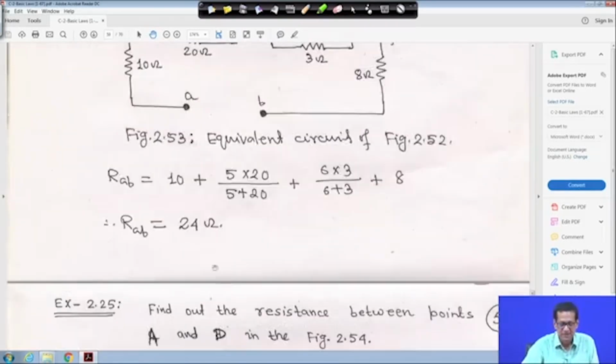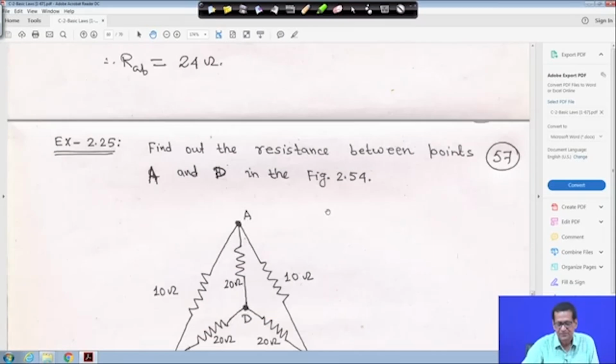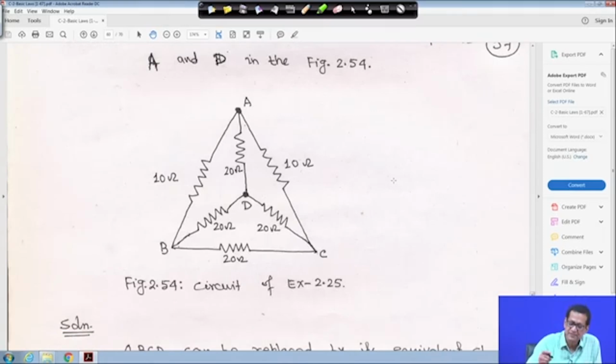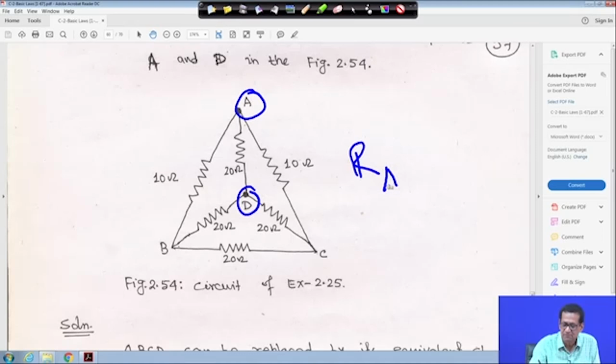So, that is why the answer is 24 ohm. Now, next problem. Here you have to find out the resistance between points A and D in this figure. This is your point A and this is your point D. You have to find out the equivalent resistance RAD. So, that has been asked in the problem.